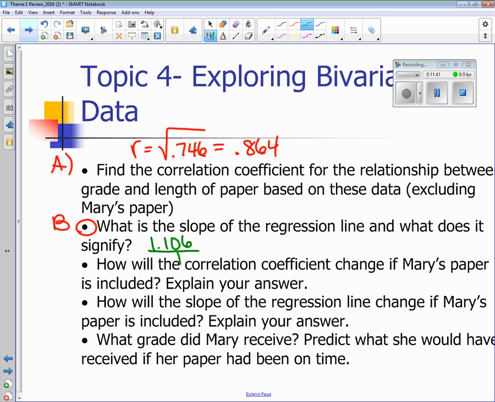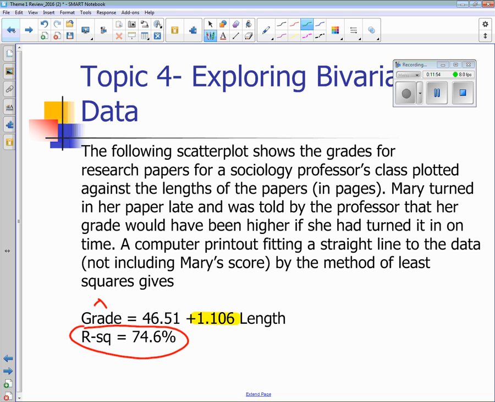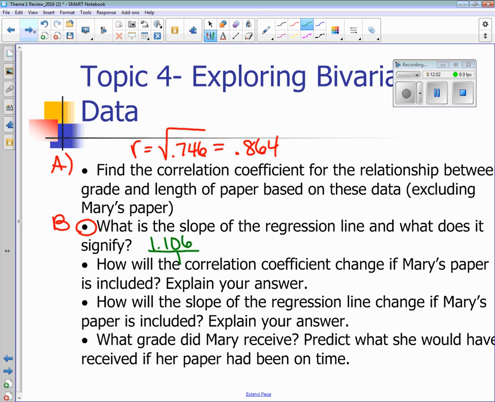So what are my units for slope? If you remember, it's y over x. What are my y units? The grade. If you look back here, this here with the hat over it, it's always your y, isn't it? So the grade is your numerator, and the length is your denominator. So this is going to be grade over length.